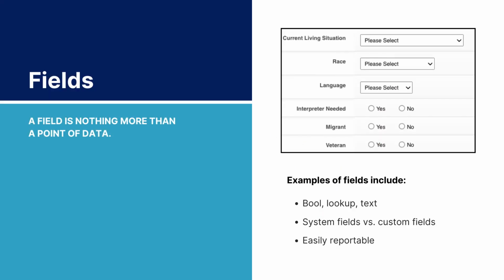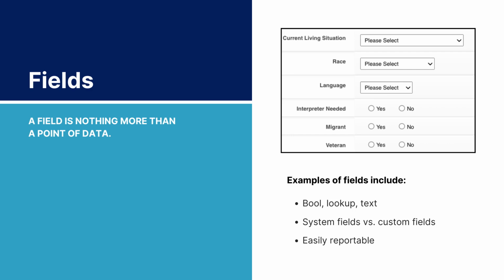The first thing we're going to talk about is our fields. Fields are your basic data points. On this slide, you can see an example I have here. There are several different types of fields that we see here. Things like current living situation, which would be a drop down; if I click that arrow, I would see a list of options for that current living situation. You can also see some examples below that are yes, no. These are Boolean fields, like this migrant or veteran field. These are very common types of fields you might be using in Legal Server, Boolean or lookups.